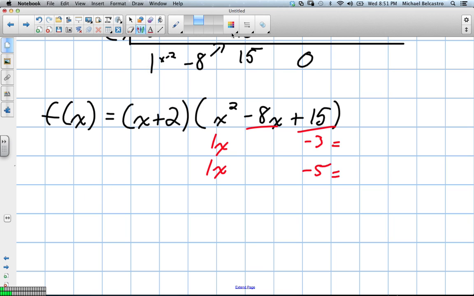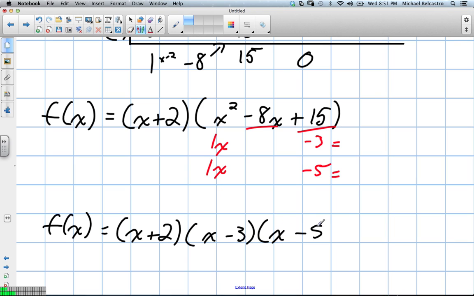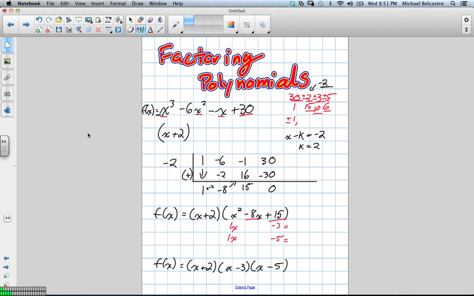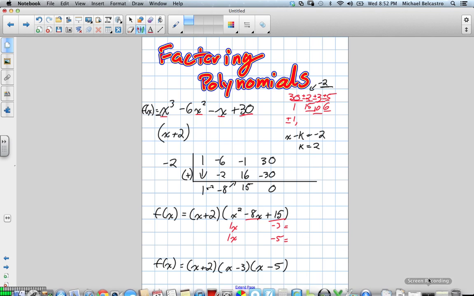So the next line will read f at x is equal to x plus 2, x minus 3, and x minus 5. We factored that term there. So this is the full factored version. And it's a cubic function, so it makes sense that it could have 3 x-intercepts. Okay, so that was the full range of it. We did it synthetically. You could have done it through long division also, and you would have still got the exact same answer. Synthetic tends to be pretty quick.